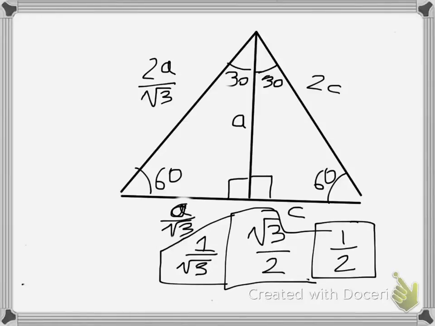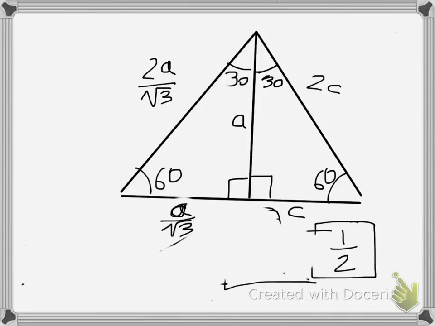So in the last video, we found the trig ratios for 30 degrees. And now we're going to do the same thing for 60 degrees. So I'm going to erase these trig ratios for 30 degrees right now, but I'll rewrite them at the end of this video. So now we're going to find the trig ratios for 60 degrees.